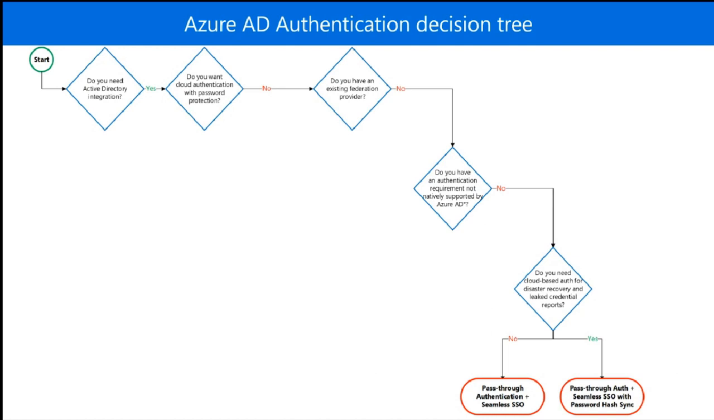So we're going to go ahead and start looking at the decision tree. So we need Active Directory integration. Do you want cloud authentication with password protection? In this case, no, and they don't have an existing federation provider. And they do also, as I mentioned, their password policy with their login hours is an authentication requirement that's not supported by Azure Active Directory. So in this case, they cannot use password hash sync because of their policies about data sharing.